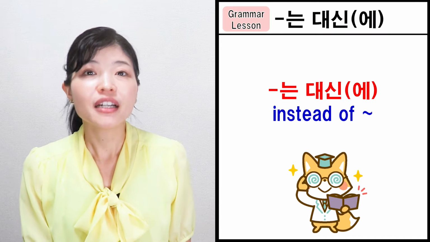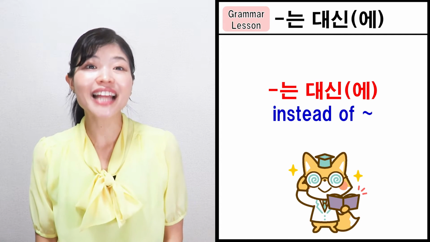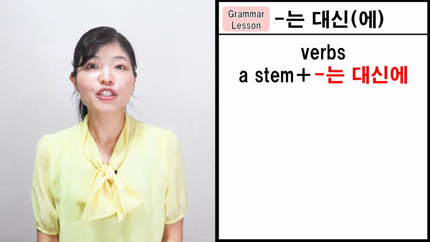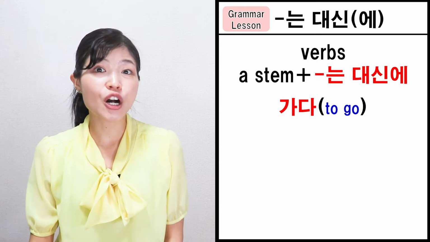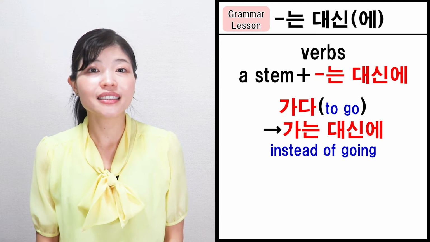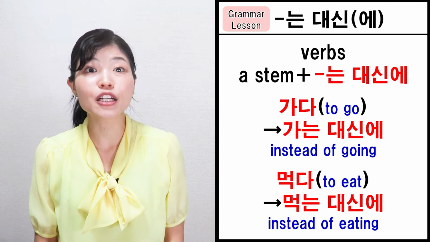The first grammar, 는 대신에 means instead of, and you attach it to verbs and nouns. First, for verbs, you attach 는 대신에 to a stem. For example, 가다, to go, will be 가는 대신에 instead of going. 먹다, to eat, will be 먹는 대신에 instead of eating.